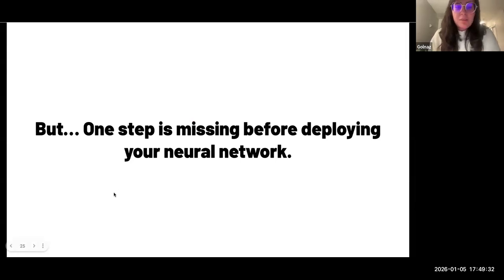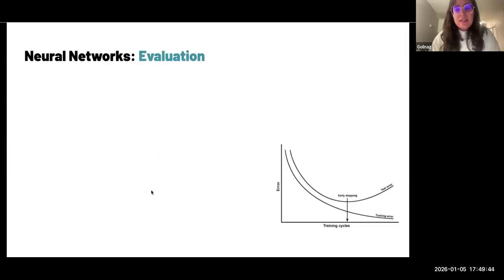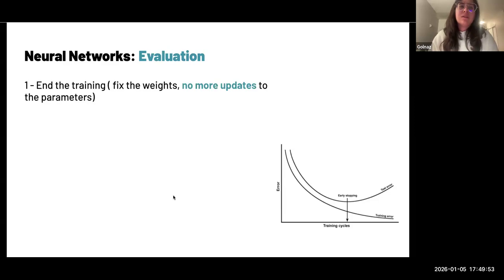Okay, so we talked about training the model, and once the model is trained, now you can use it for making predictions on the new data that's coming. But one step is missing here, and that's evaluation. So before deploying your model, you need to make sure that your model is good enough.